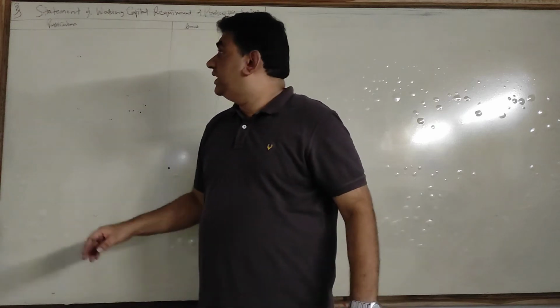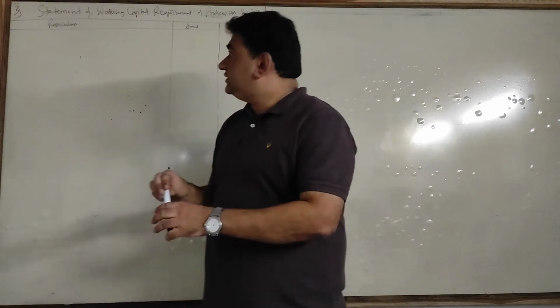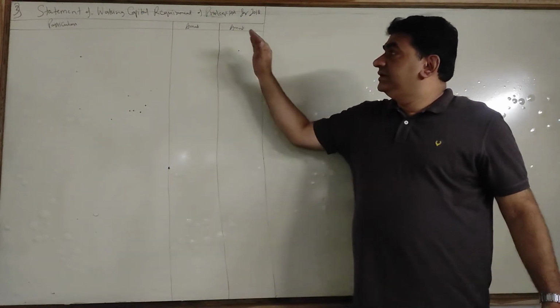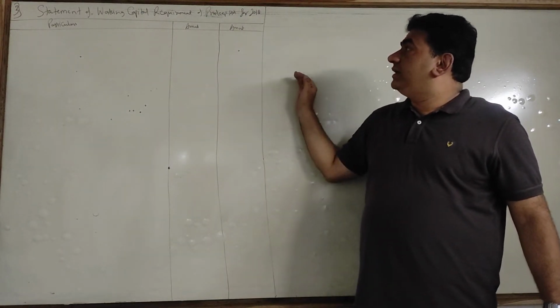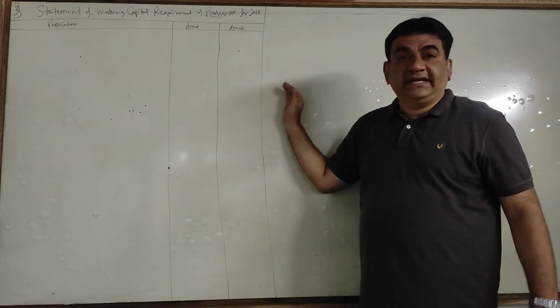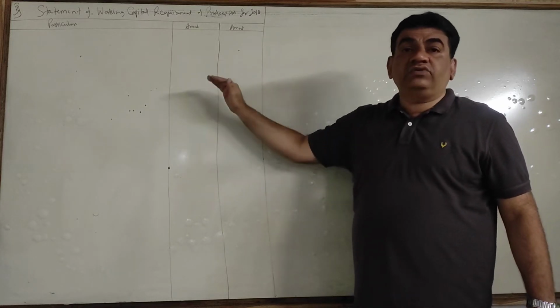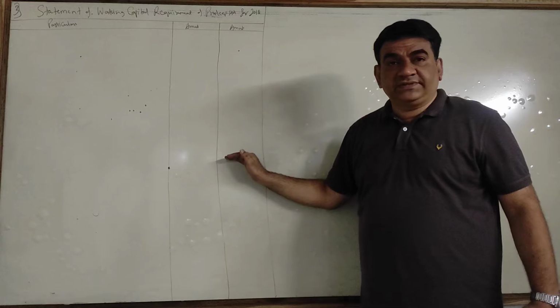Okay guys, now listen how you will proceed. First, you will make this table: Statement of working capital requirement of Pradeep Limited for 2018. This will take around 3/4 of the page.